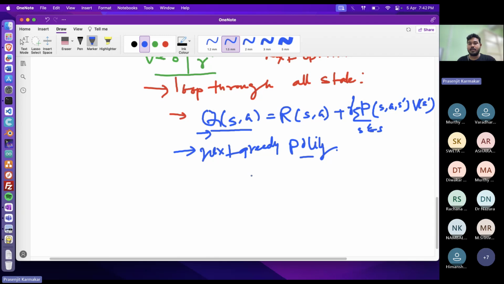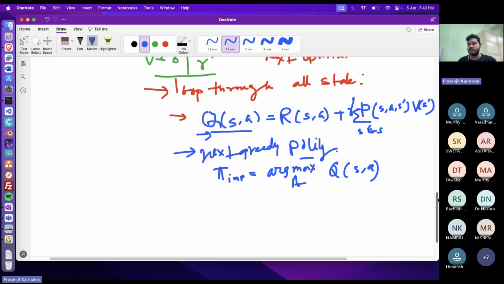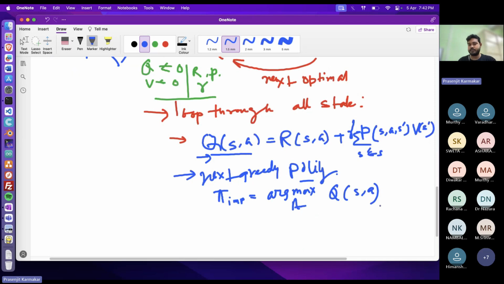So I will take whatever action has the max Q value. So my improved policy pi is equal to what? The argmax over the action set of QSA. So I have the improved policy, and because I'm taking the max over this, this would definitely have more value than 0. And what would be the value?